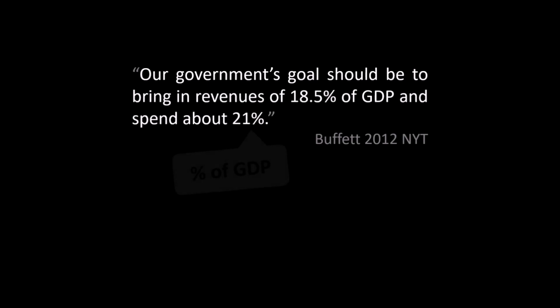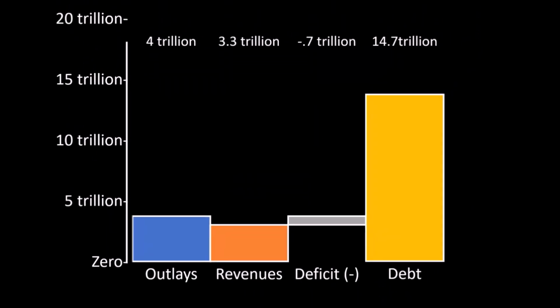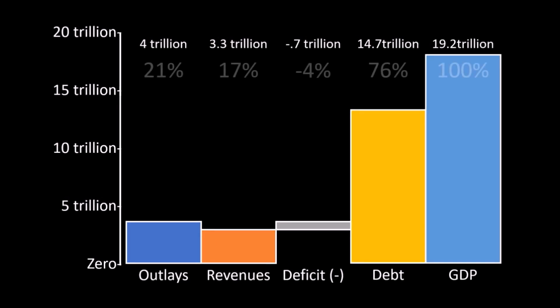I'll get back to that deficit later, but for now, let's apply that percent of GDP to the chart. These percentages are all relative to the blue bar on the right, which represents GDP. We're spending 21%, just as Buffett suggested, but our deficit is too big. That's because we're not collecting enough in taxes. So our revenues are 17% instead of the 18.5% that Buffett recommended.